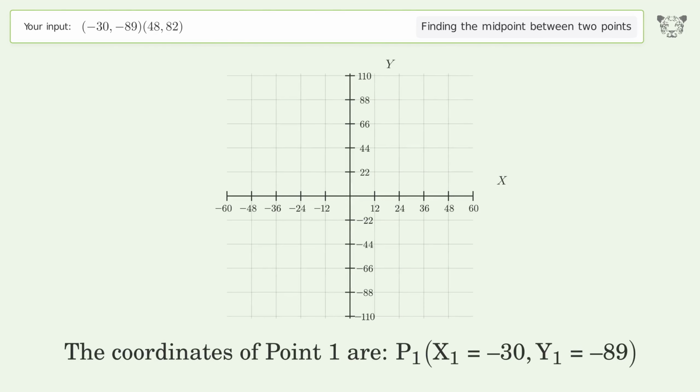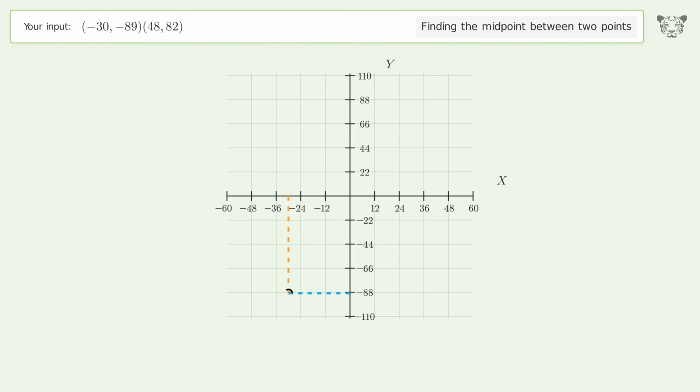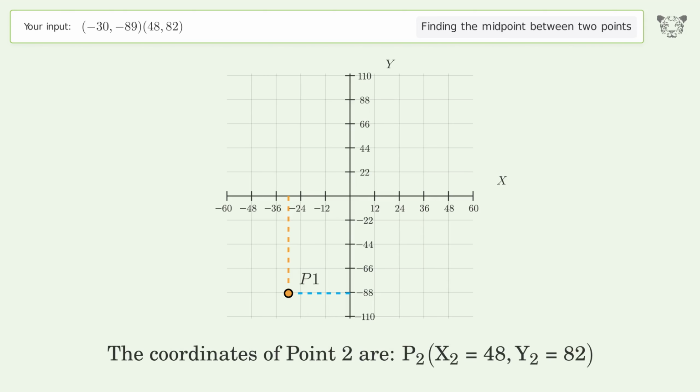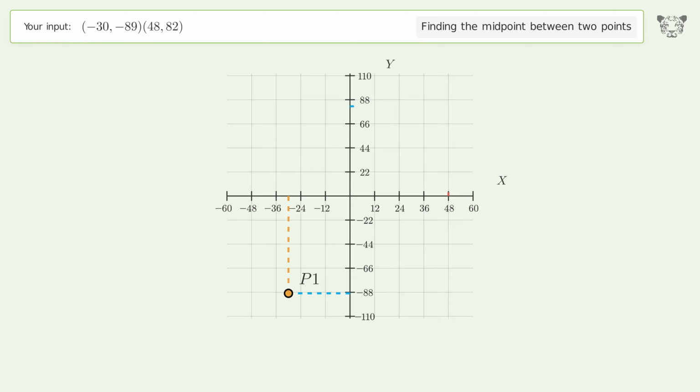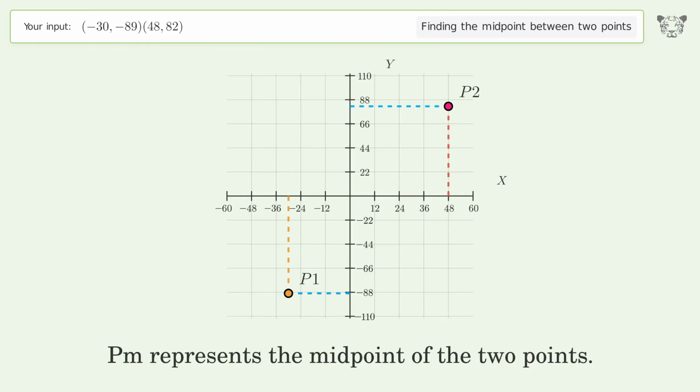The coordinates of point 1 are, x1 equals -30, y1 equals -89. The coordinates of point 2 are, x2 equals 48, y2 equals 82. PM represents the midpoint of the 2 points.